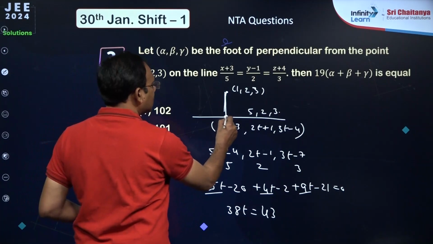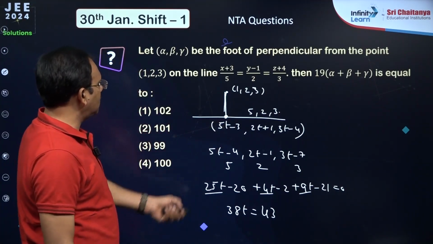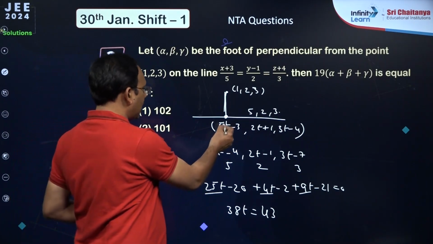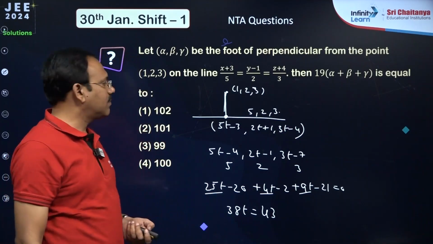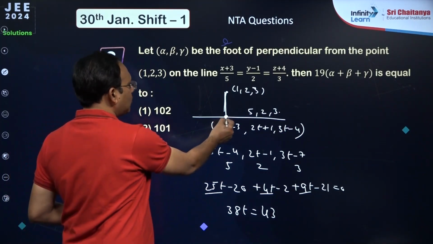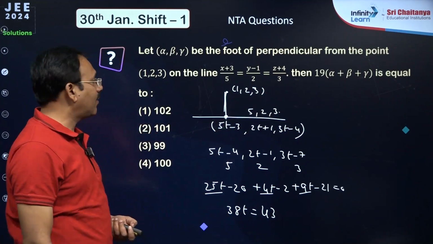So you can find this particular point, my dear friends. Now you can just substitute this t value here. You are going to get, you see, 38 is a multiple of 19. If you substitute here, that is going to be 19 times alpha plus beta plus gamma he wants.